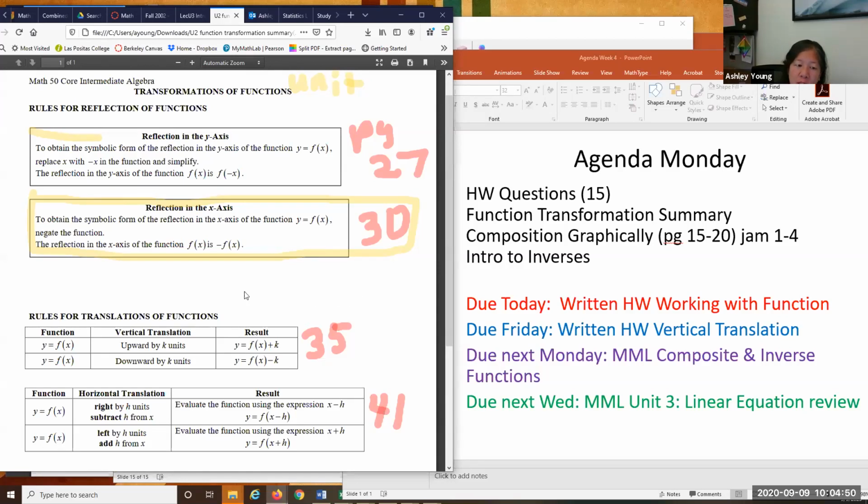And then vertical translation is when you take everything and you move it, sorry, up or down, vertical, up or down. The horizontal translation is when you take everything and you move it left or right.